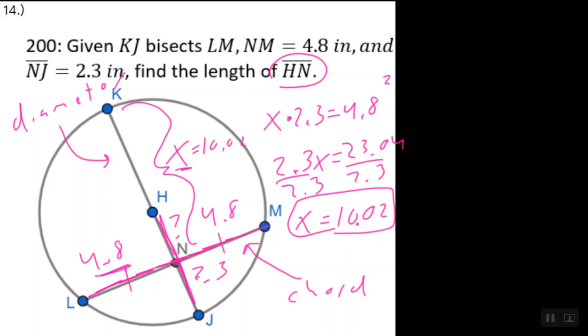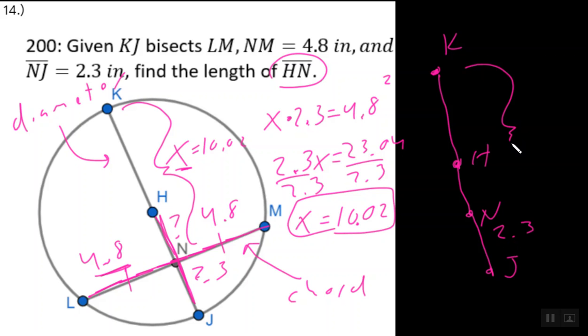Now, why is this so tricky? I want to draw y'all a little diagram over here. Let's say here is KH. Let's say here is HN. And let's say here is NJ. We know NJ is 2.3. And we know that KN, my apologies, KN is 10.02. So this gets a little bit tricky because we are searching for that right there.